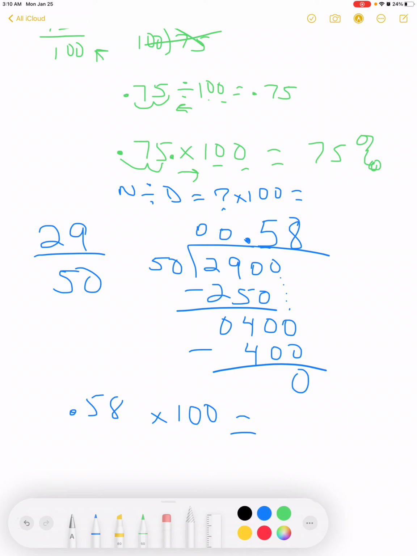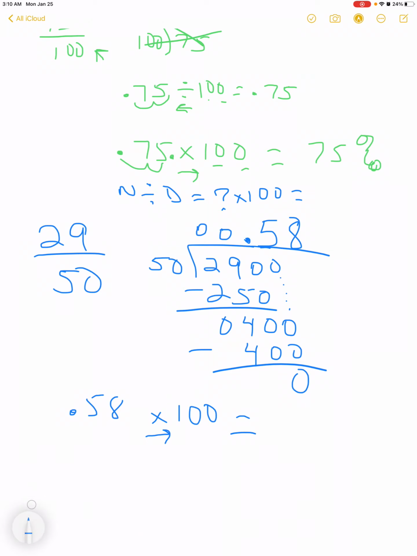How many zeros are in our base 10 number? 2 zeros in our base 10 number. And because we are multiplying, we're going to move our decimal to the right to where the number gets bigger. When you multiply, numbers get bigger. 1, 2. So the answer now is 58 with a decimal at the end, or 58%. Very good. So we use our standard algorithm to convert our fraction to a percent.